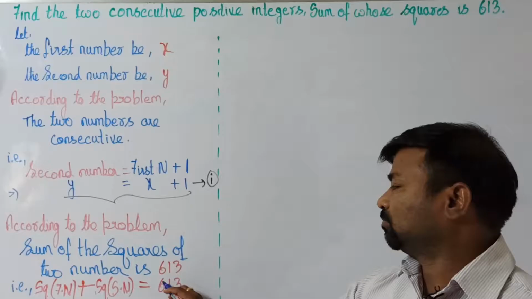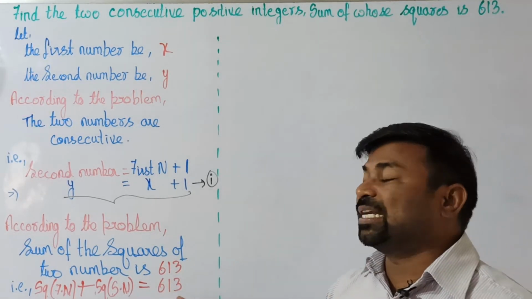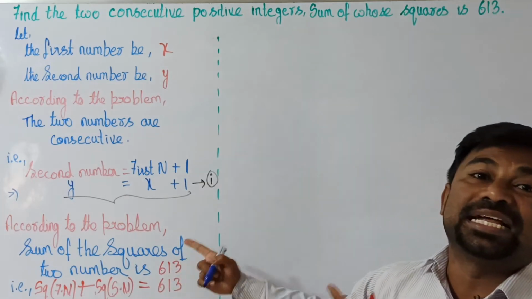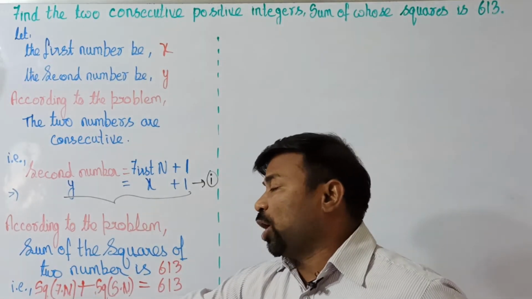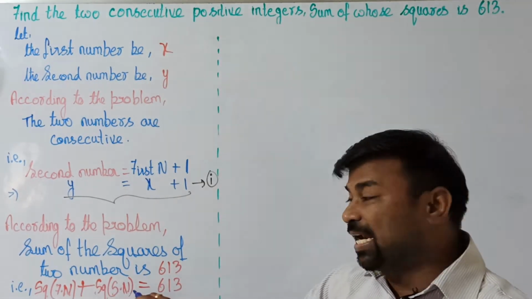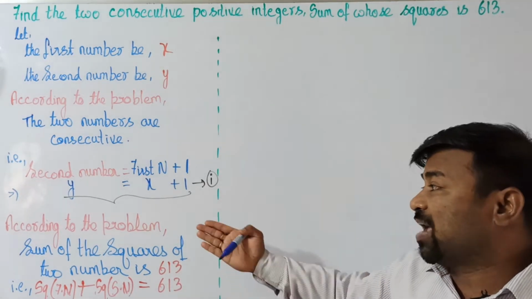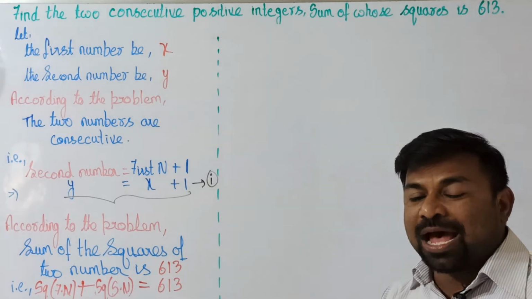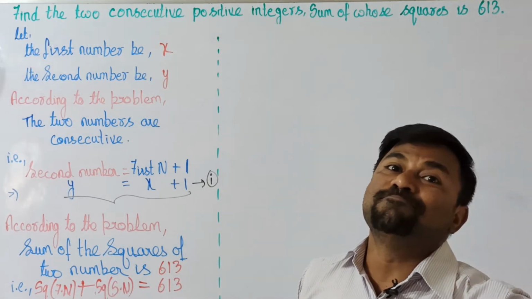So we are having 613. What we got now? Sum of the squares of the two numbers is 613. So square of the first number plus square of the second number is equal to 613. We have written in sentence form from the question, symbolic form. Now we are going in terms of simplified form.